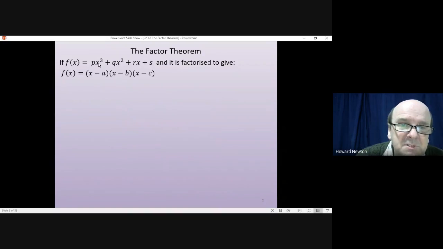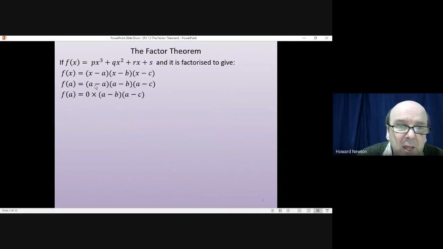If we put x equals a into the function, then we get the value of the function when x equals a. And putting x equals a here, you'd get a minus b, and a minus c. And the first bracket's the significant one. a minus a is 0. So we get 0 times these, and it doesn't matter what these are. If you times them by 0, you will get 0 for the answer.